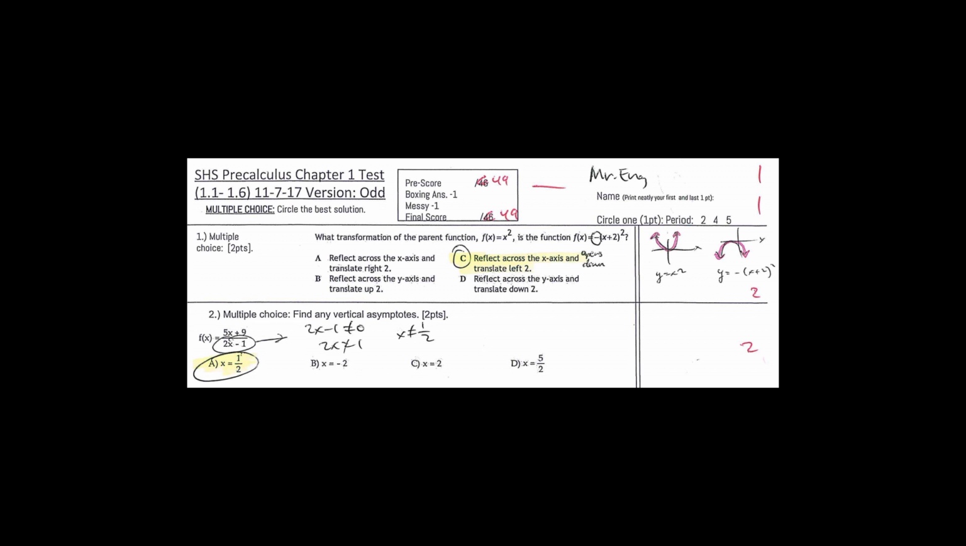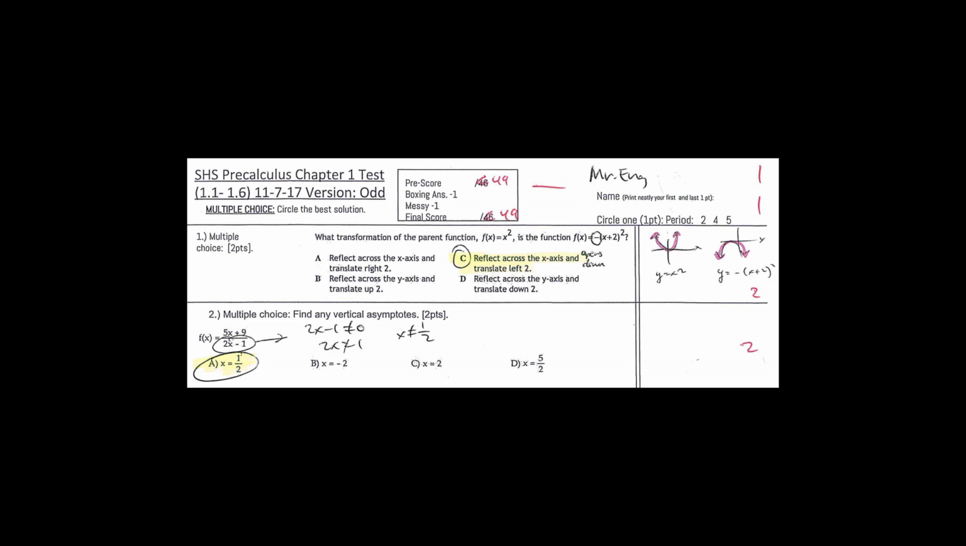f of x equals negative x plus 2 squared? So what you want to do first is see what's different between the parent function x squared and f of x equals negative parentheses x plus 2 parentheses squared. There's a negative in front of the x and it's on the outside, take note of that. And there is a plus 2 on the inside.